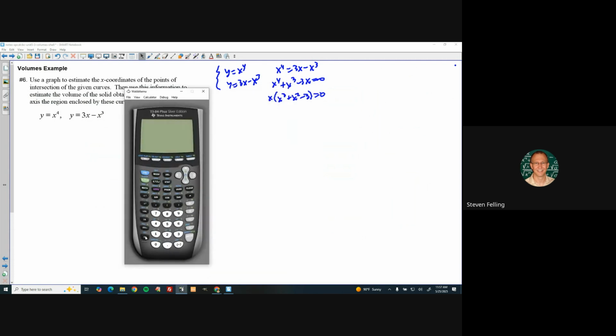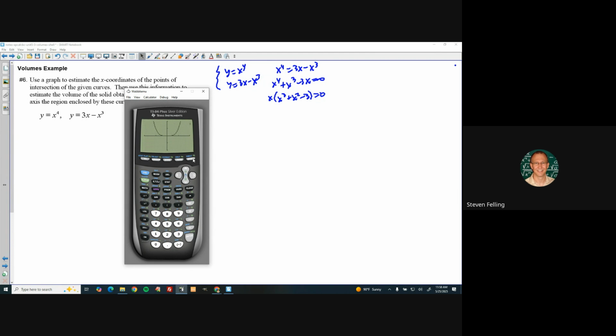I'll just go ahead and plug these in. Y equals x to the fourth. And then for the other, 3x minus x cubed. We'll graph near the origin, zoom 6. There's the x to the fourth curve. Okay, there's a lot going on right in here, so I'm going to change my window to only go from -2 to 2, and we'll see if I can see everything that's going on down there. That far out. You see what's happening?